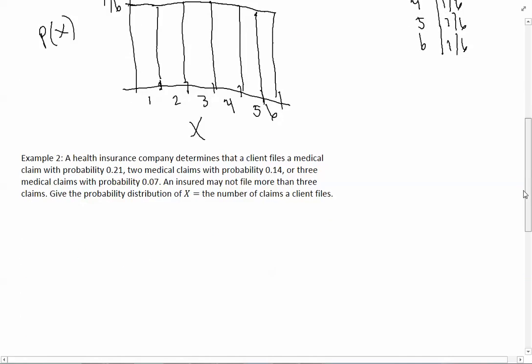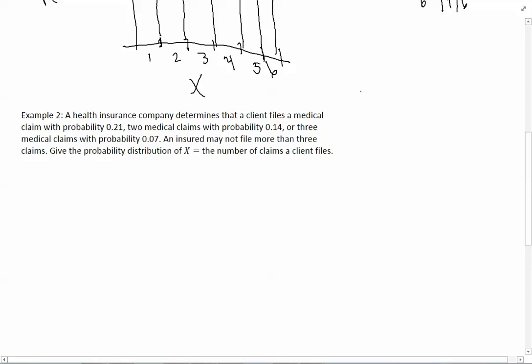So a health insurance company determines that a client files a medical claim with probability 0.21, 2 medical claims with probability 0.14, or 3 medical claims with probability 0.07. An insured may not file more than 3 claims. Give the probability distribution of X equals the number of claims a client files.